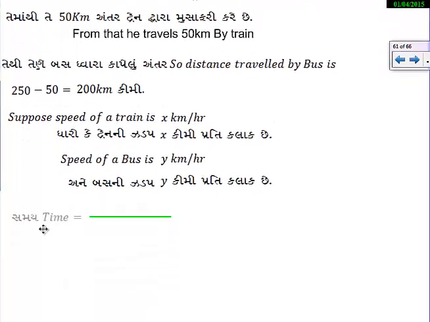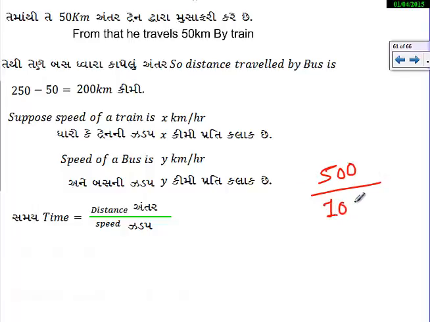Now this time is equal to distance upon speed. This is the formula. I think I explained earlier that if I say Bombay is 500 km from my home, from my city Ahmedabad, and my speed of the train is 100 km per hour, तो कितना टाइम लगेगा पहुंचने के लिए? So that's 5 hours, right?